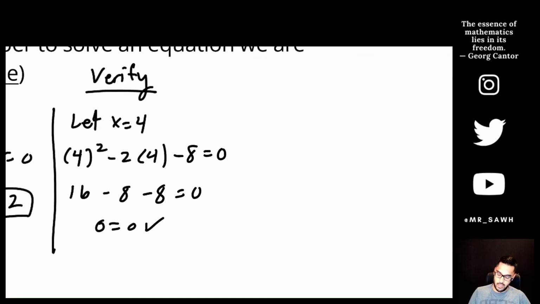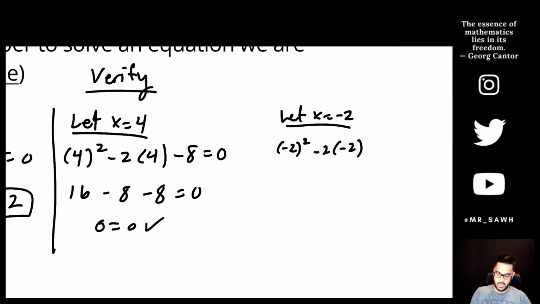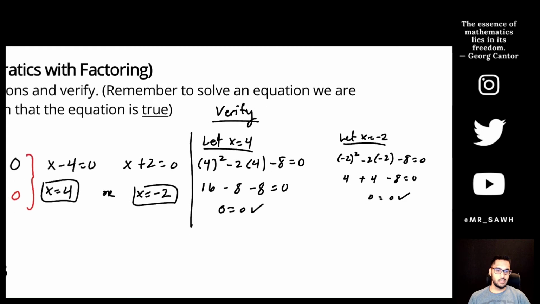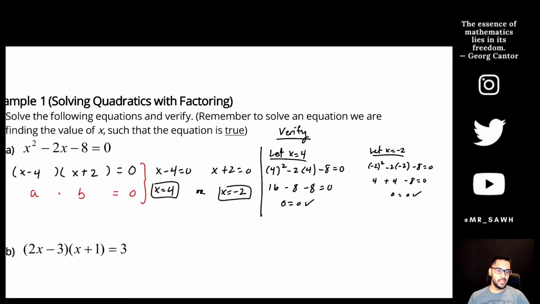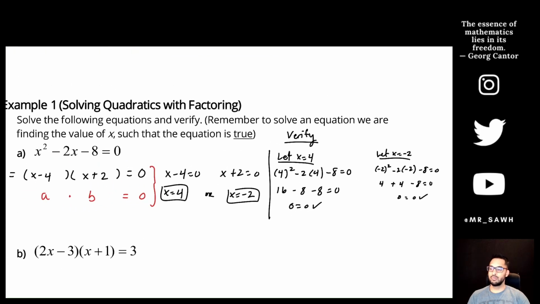But if I do it for the other one, let x equal negative 2, I know that negative 2 gets squared. Minus 2 times negative 2 minus 8, again, should be equal to 0. So 4 plus 4 minus 8. And you can see again that there is a second value that makes this equation true. Each of the factors gives us a value for x that makes it true. So factoring is so crucial to be able to find the solutions to one of those equations.